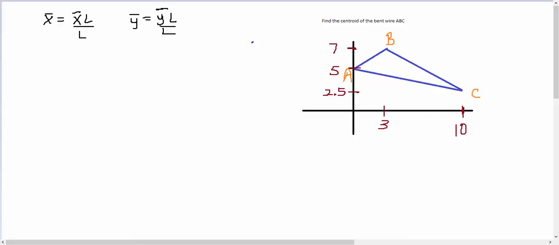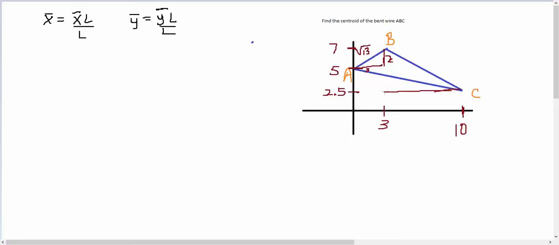So we can find the length of each individual side by using the Pythagorean theorem. From here to here is 2, and from here to here is 3. So using the Pythagorean theorem, we have 3 squared plus 4 squared, which is 13. So this side is square root of 13. We apply the same thing here.